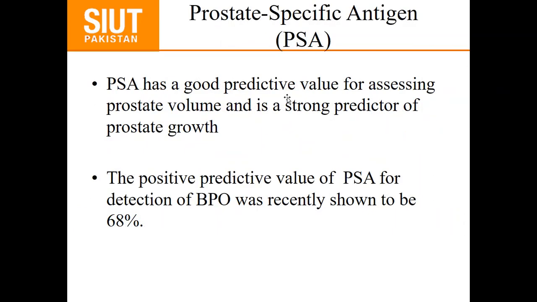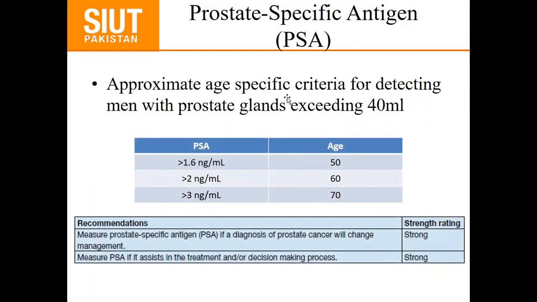Prostate-specific antigen is also measured. It has a good predictive value for assessing prostate volume and is a strong predictor of prostate growth. Positive predictive value of PSA for detection of benign prostatic obstruction was recently shown to be 68%. And there was an approximate criteria, age-specific criteria for detecting men with prostate glands exceeding 40 ml.